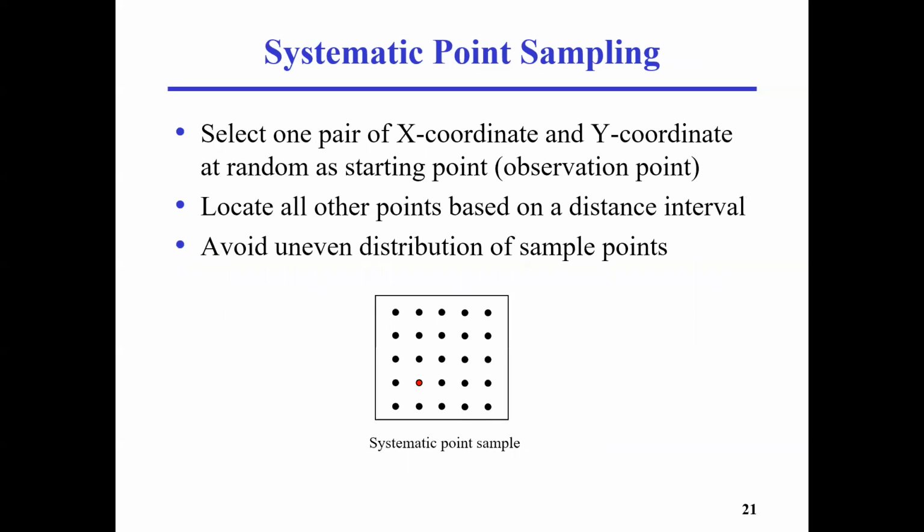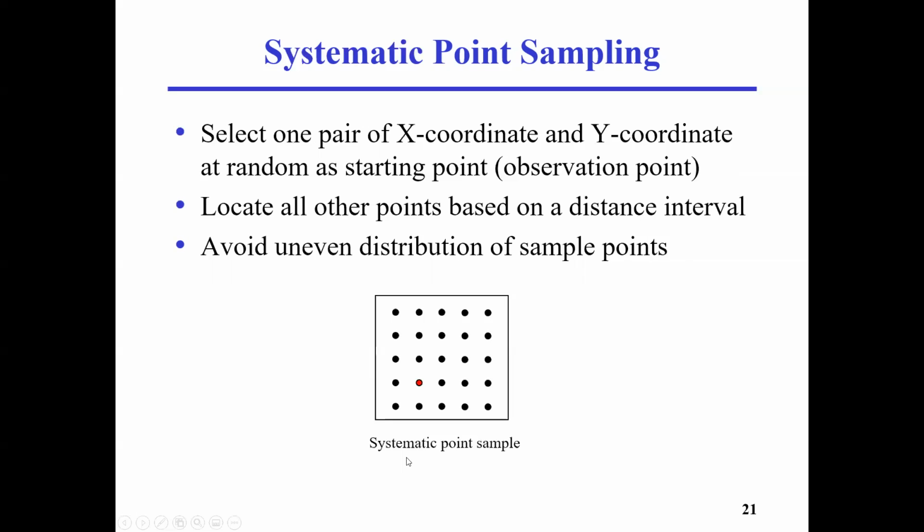Okay, so systematic point sampling with spatial context. We select 1 pair of coordinates x and y at random as starting point. Now we have a starting point, and this point should be an observation point or a specific individual, and we locate all other points based on a distance interval. So here the interval is not used to address the specific number of an individual. It is used to address an actual distance in the space.